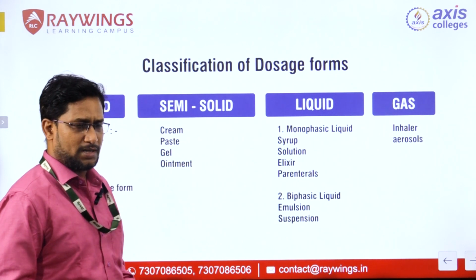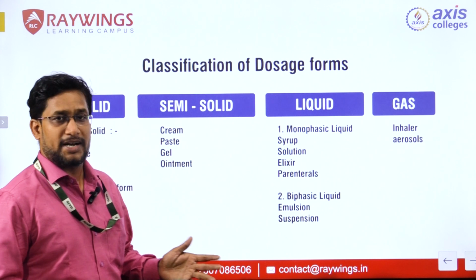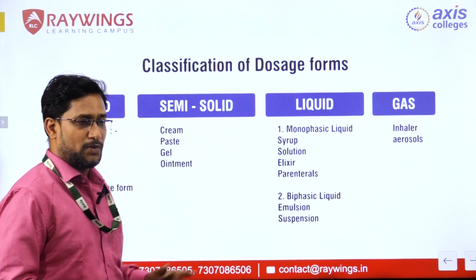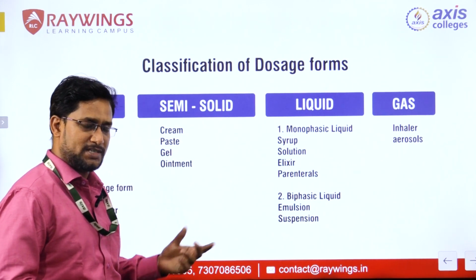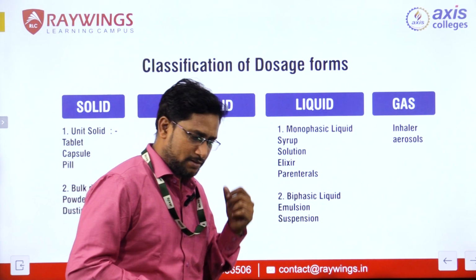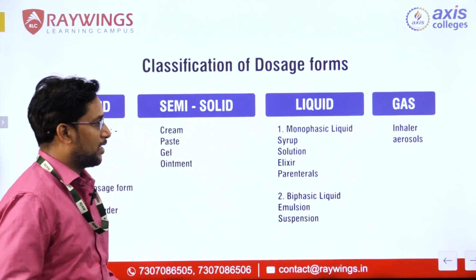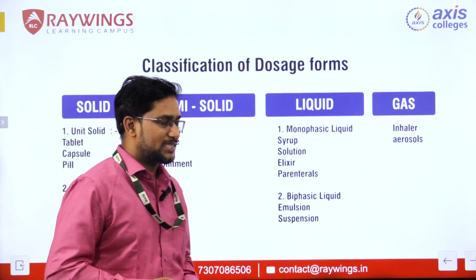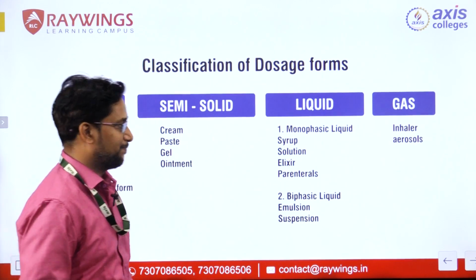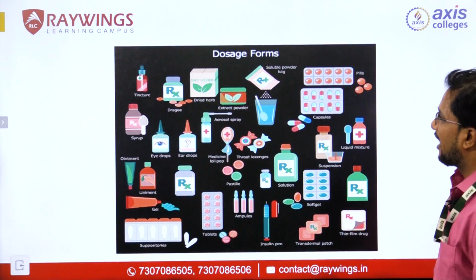Emulsions have two clear liquid phases, like water and oil. Suspension has two clear phases: one is a solid and the other is a liquid, for example sand present in water. The fourth dosage form is gases. We use gases like inhalers, aerosols, etc. These are the types of dosage forms.